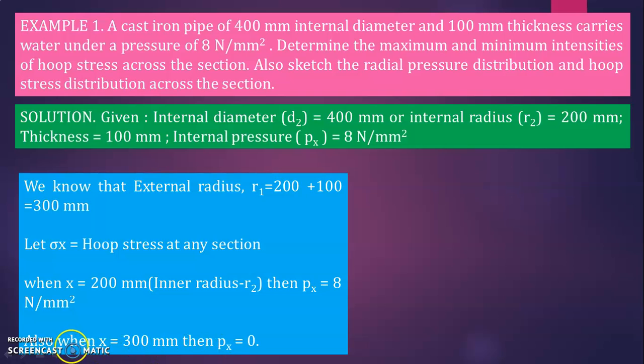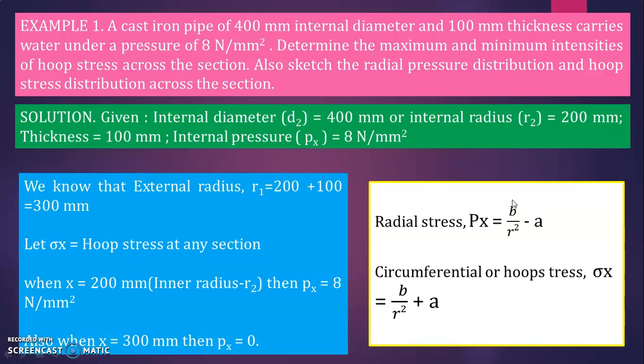So when outer radius, what is outer radius? Here inner radius is given 200, so external radius you have calculated already, 300 mm, that is R1. External radius is 300, so pressure is equal to 0. When the inner radius is 200, pressure is 8. When the external radius is 300, pressure is 0. By using this condition, we can solve the problem.